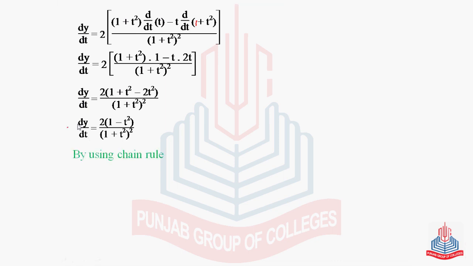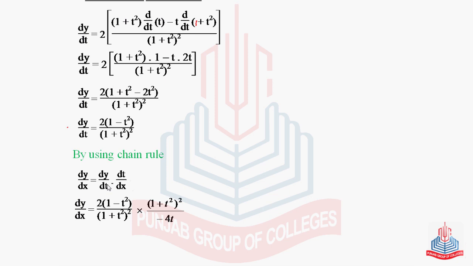By using chain rule, we will form dy by dx. So dy by dx is equal to dy by dt, which is this one, and dt by dx. We already calculated dx by dt, so just take the reciprocal by using chain rule. Putting this value of dy by dt, which is 2 into (1 minus t square) over (1 plus t square) whole square, into dt by dx, which is the reciprocal of dx by dt calculated in the previous slide, which is (1 plus t square) whole square divided by minus 4t. And this one is cancelled out, and the remaining portion is this minus and 2 divided by 4, which will become 2 into t.